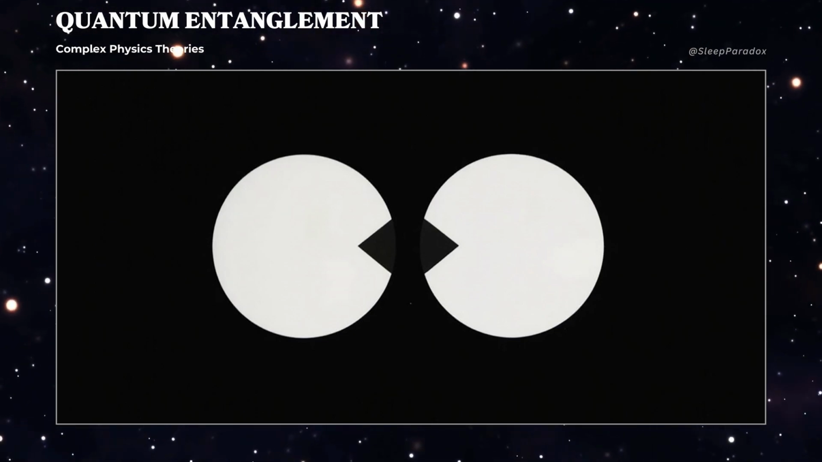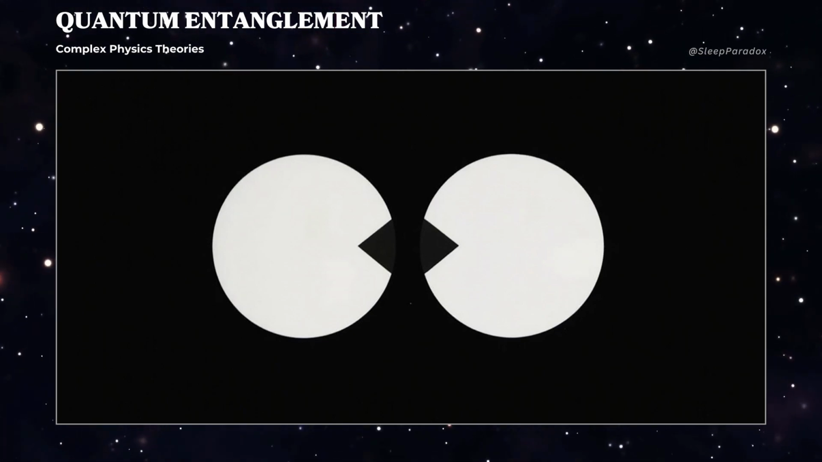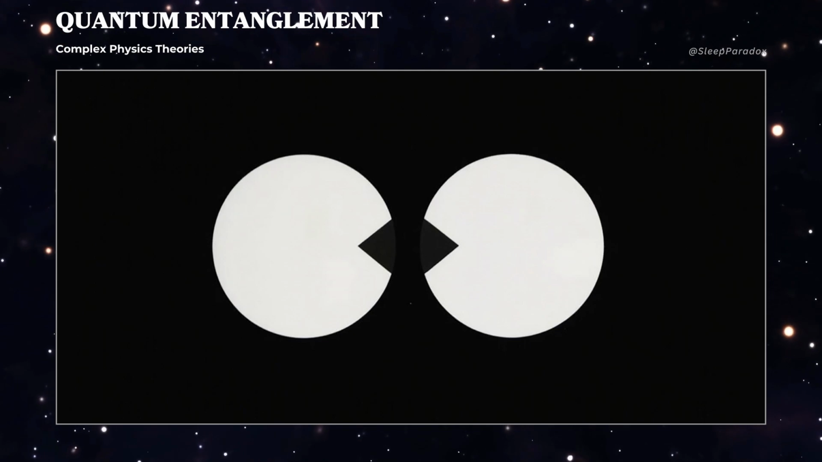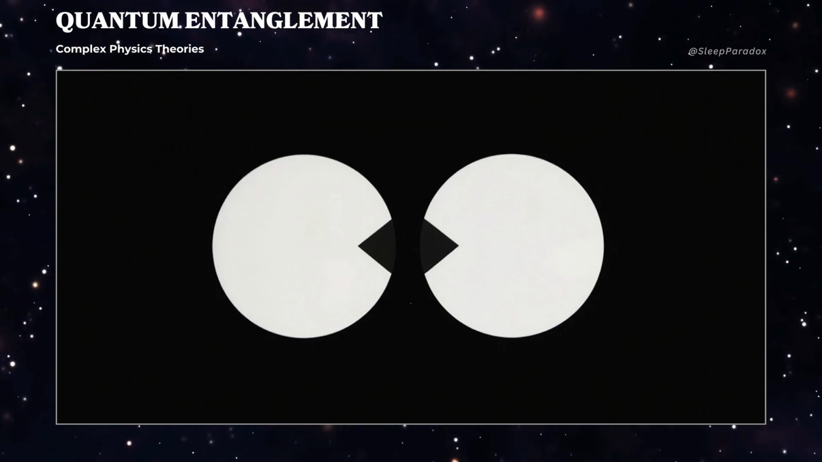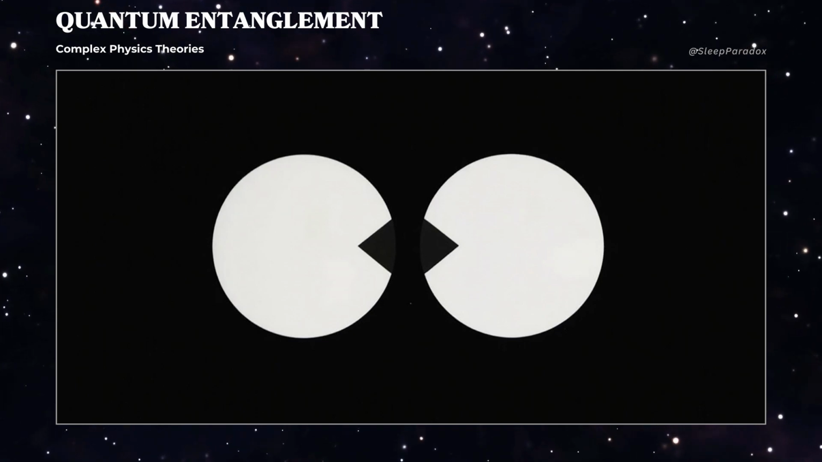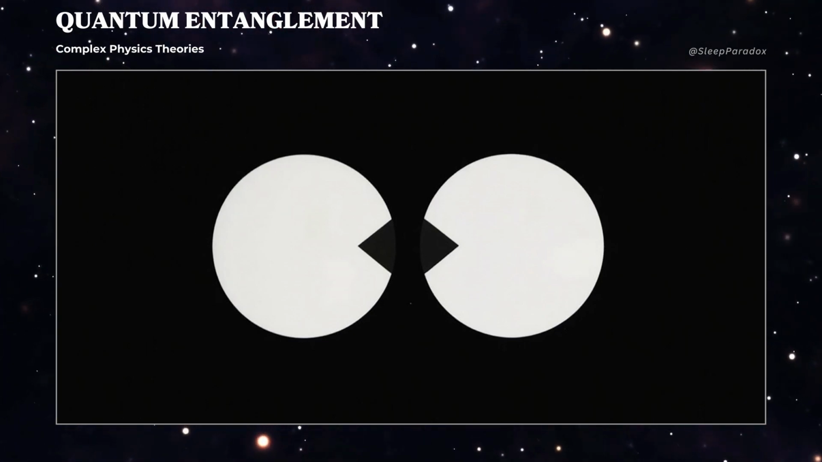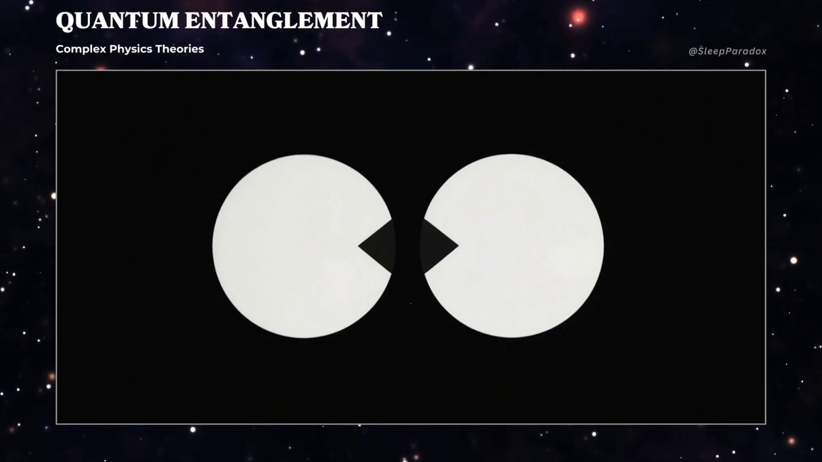For example, imagine two particles are created together in a special process, such as the decay of a single particle. Their properties, like spin or polarization, are connected. If one particle ends up with spin up, the other must be spin down. But until a measurement is made, neither particle has a definite spin. They exist in a shared superposition, where both outcomes are possible.